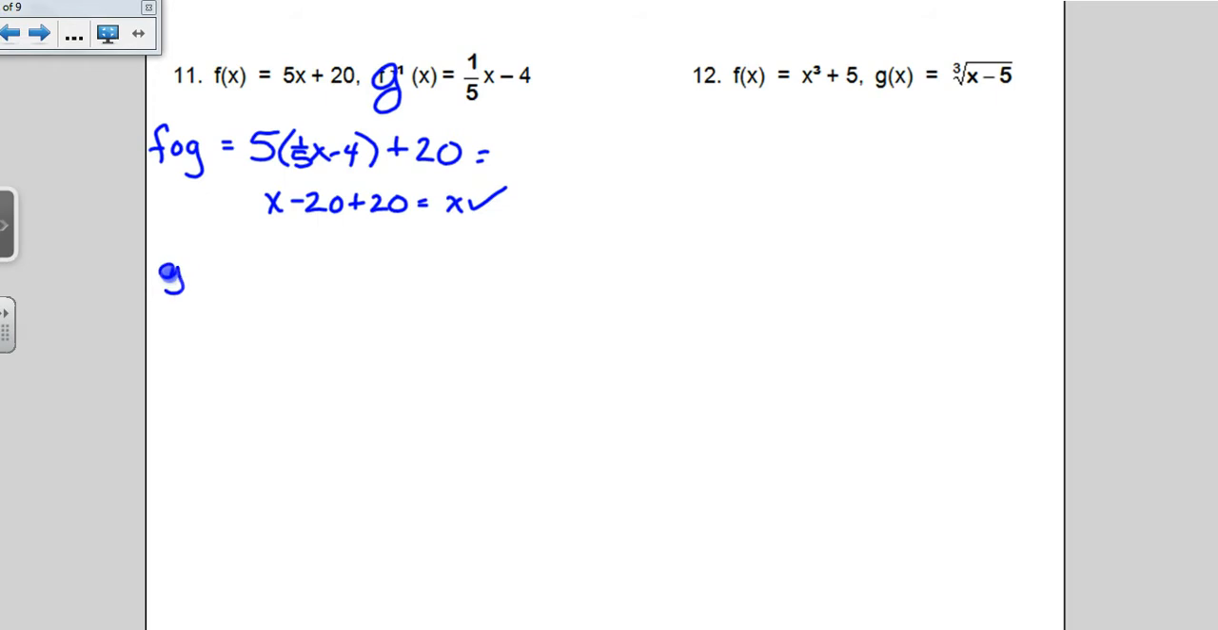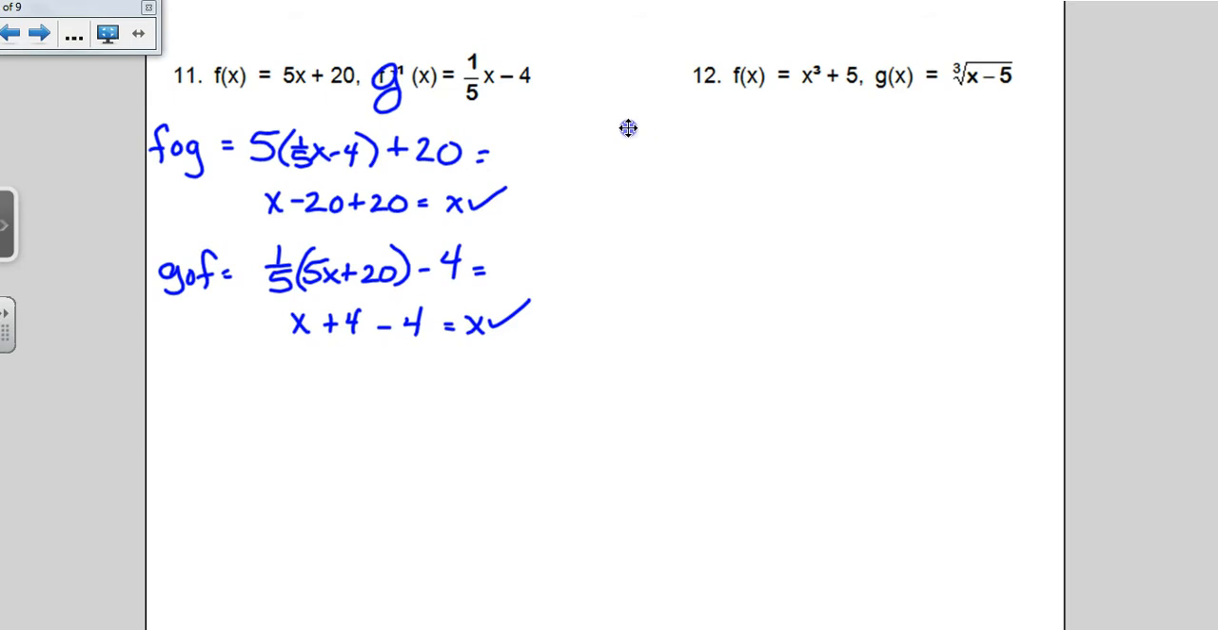Okay, we're going to go the other way now. G of f. So g is 1/5 x minus 4, and to plug in the f, we get 5x plus 20 in there. Distribute the 1/5, so you get x plus 4, and there's still a minus 4, and that gives you x. So this is our proof that these are inverses.